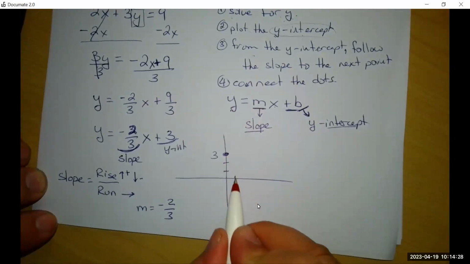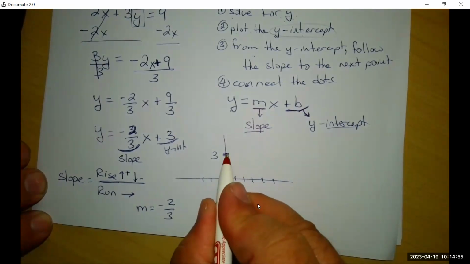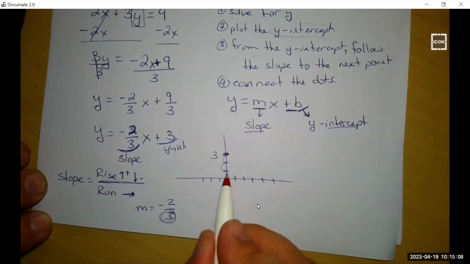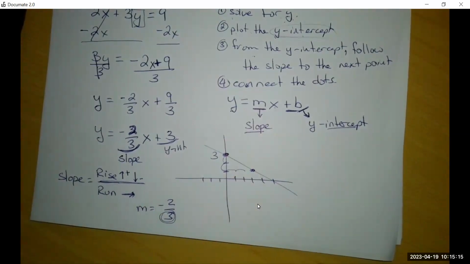So what do we do? Which direction do we go from the y-intercept? Which direction do we go and how far? Look at what we just talked about. The top number, is it positive or negative? So if it's negative, do you go up or down? How many spaces? So from here, you go down 2 spaces, 1, 2. The bottom number is always positive and it's always to the right. How many spaces? 3. So from here, 1, 2, 3. There's a second dot. Connect them, and there's your graph.